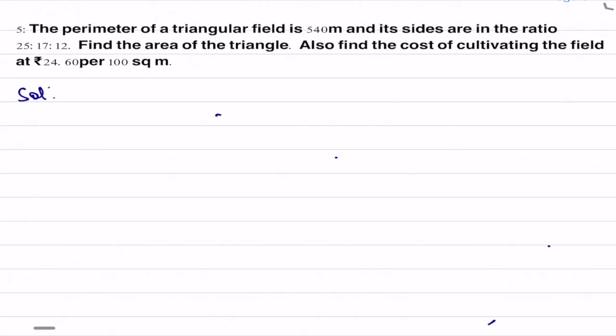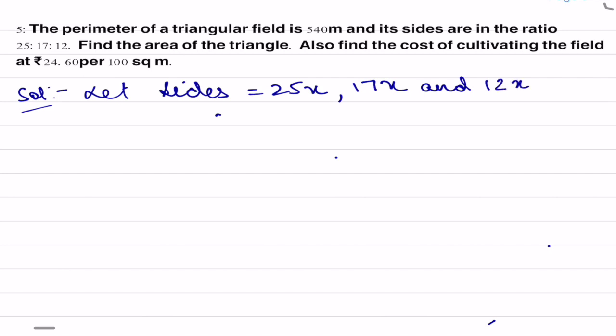Here we can see the perimeter is already given and sides are given in the form of ratio. Whenever the question is in the form of ratio, we have to suppose in terms of any variable. So let the sides of the triangle be 25x, 17x and 12x. You can take any variable, it's 25a, 17a and 12a. The variable is of your choice. Now the perimeter is 540. We have to find out first s.